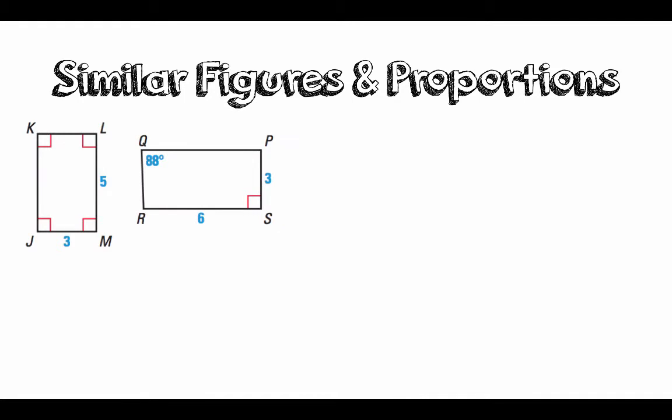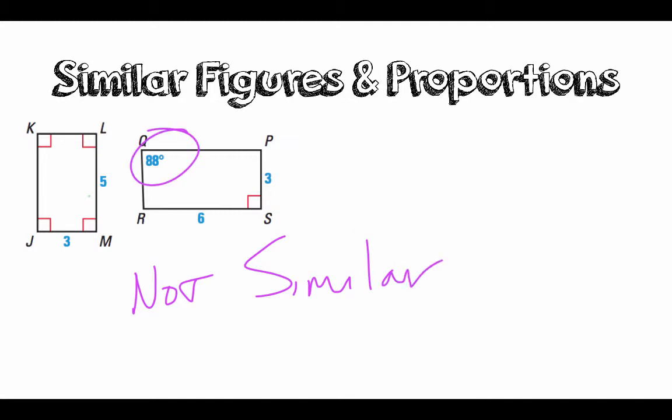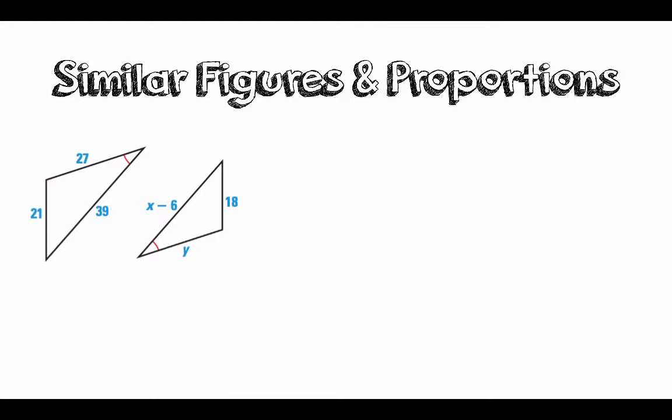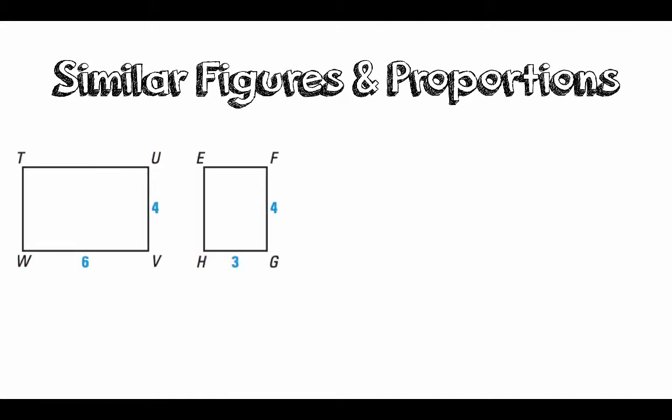So when we look at this, we already know that this is not similar. If you look carefully, you'll notice that 88 degrees here, when we have 90 in all 4 corners. If the degree measure is different as well, the two things cannot be similar. I didn't like doing this one earlier, so we're not going to do it now.